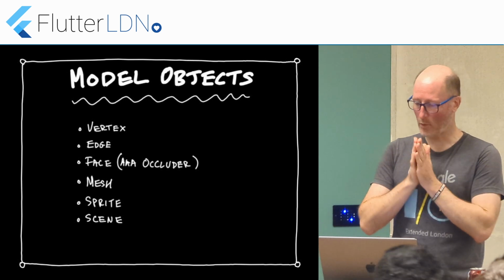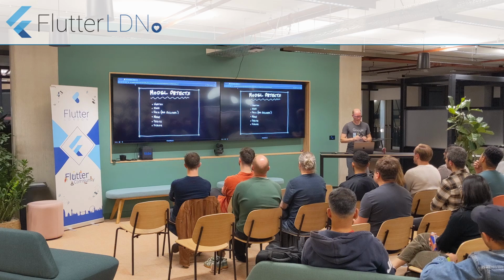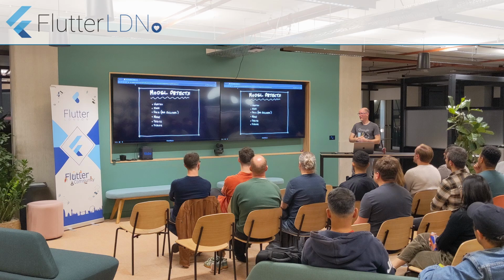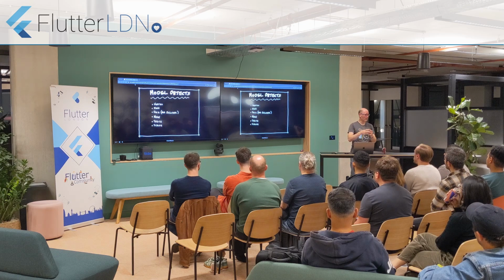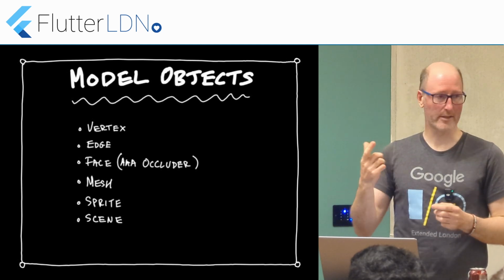Okay, so how are we going to organize our data structures in Dart? At a really high level, each of these objects is a class in the hierarchy. You have a scene, which is what you want in your current frame. A scene has a collection of sprites. A sprite is a bunch of meshes that are generally quite close together. Each mesh is composed of faces, and faces are made up of a series of edges, and each edge has two vertices.